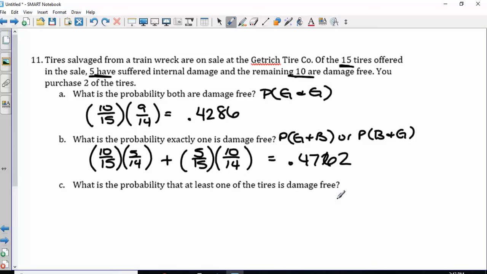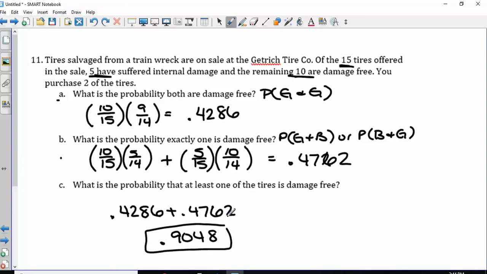Part C wants at least one of the tires to be damage free. So that means I could have one good tire or I could have two good tires out of this. In Part A you found probability of two good tires, in Part B you found probability of one good tire. So all you have to do is add those together. So we get 0.9048.